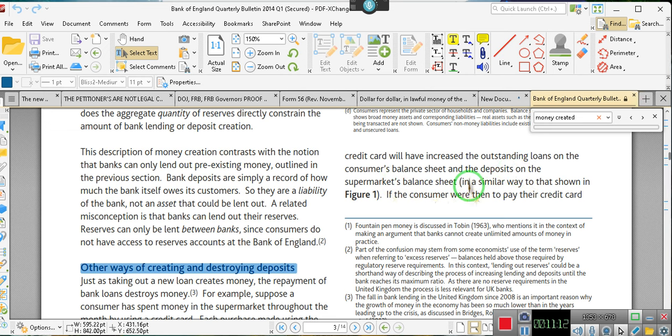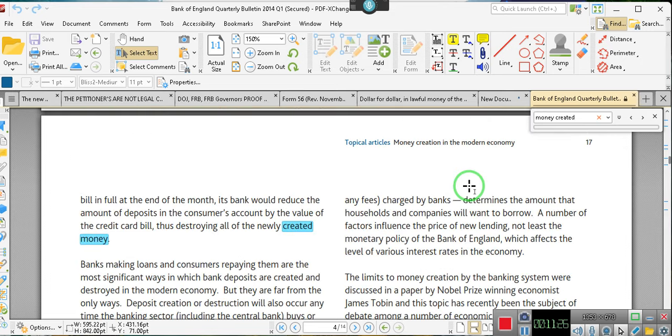They zero each other out. They cancel each other out. Lord have mercy. In a similar way to that shown in figure number one, if the customer were then to pay their credit card bill in full at the end of the month, the bank would reduce the amount of deposits in the customer's account by the value of the credit card bill, thus destroying all of the newly created money.